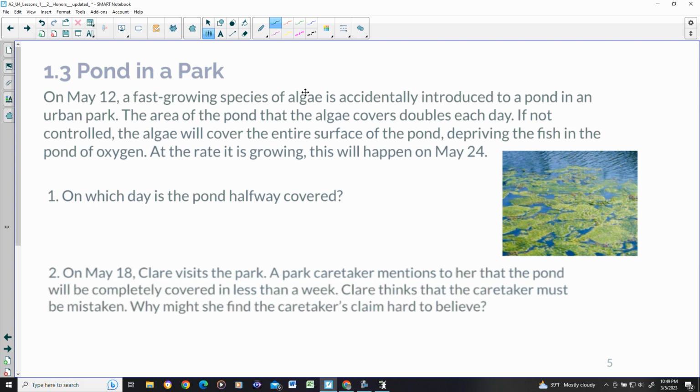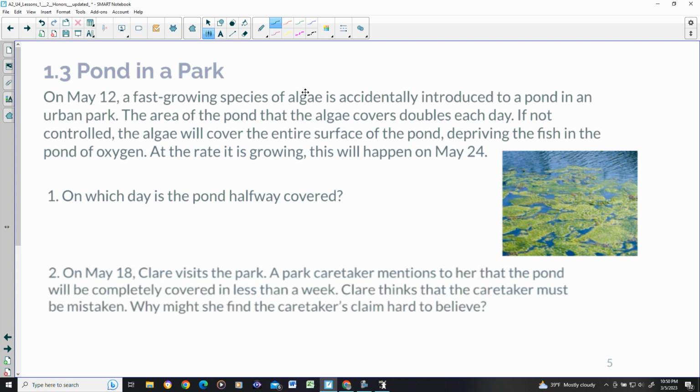Anyway, that's irrelevant. On which day is the pond halfway covered? Okay. All right, that's an easy one, right? So what, 12, 24. So what, May 18th? No. Careful. The area of the pond that the algae covers doubles each day. If not controlled, so this will happen on May 24th. So on May 24th, the pond is fully covered.